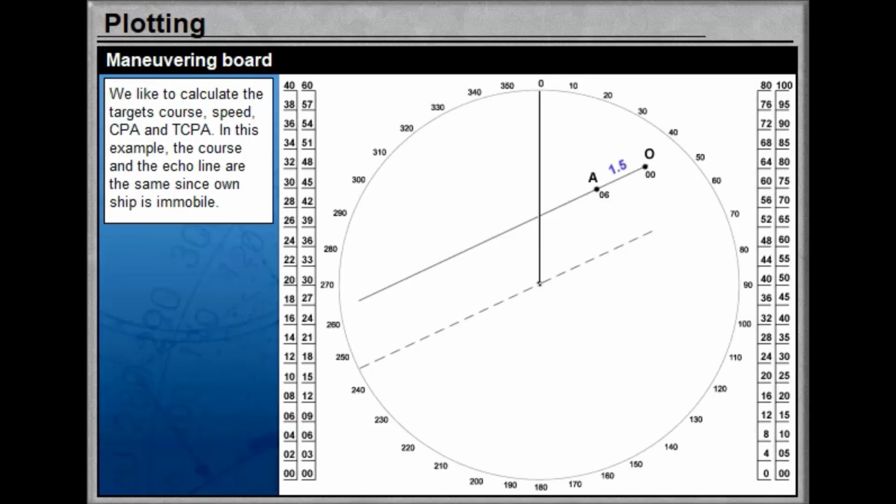Target CPA is obtained by measuring the distance from own ship to the closest point on the echo line, which is 1.6 nautical miles. Target TCPA is obtained by measuring the distance from A to CPA, which is 2.5 nautical miles, which corresponds to 10 minutes.